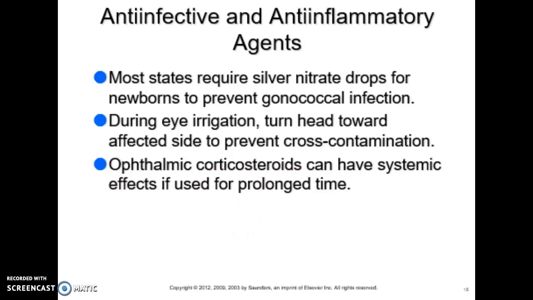So looking here, anti-infective and anti-inflammatory agents, it's important to note that most states require silver nitrate drops for newborns to prevent the gonococcal infection. During eye irrigation, turn head toward affected side to prevent the cross-contamination. And ophthalmic corticosteroids can have systemic effects if used for a prolonged amount of time.